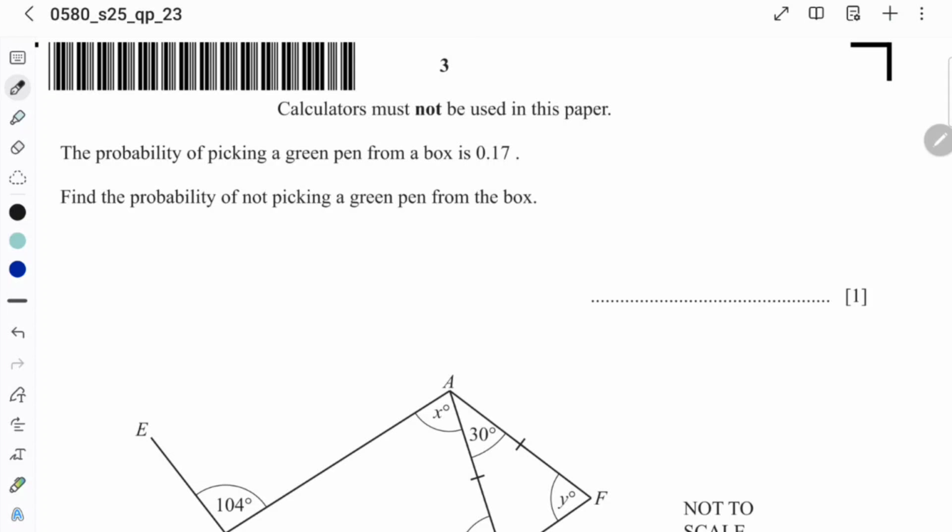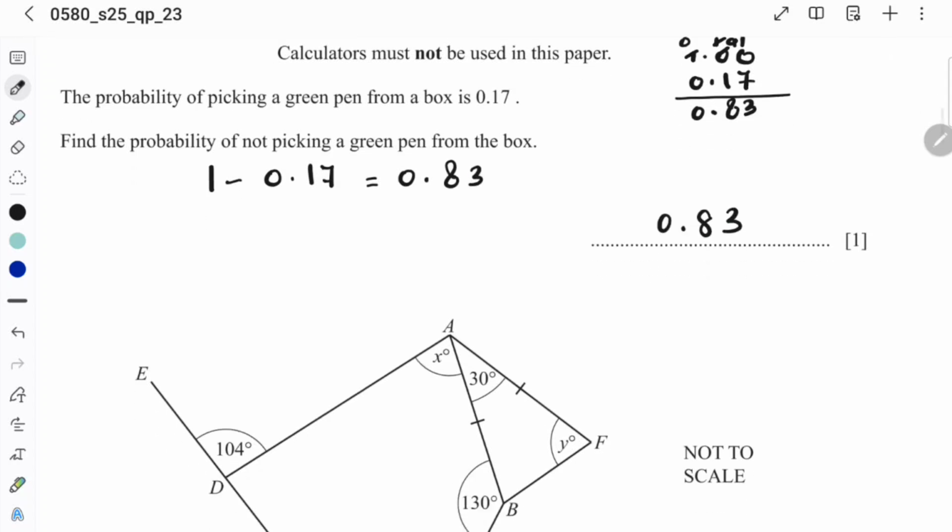Question number 1: the probability of picking a green pen from a box is 0.17. Find the probability of not picking a green pen from the box. You know that the total probability is 1, so we'll subtract 0.17 from 1. It means 1.00 minus 0.17. Borrow one, so it becomes 10 and then 9 and 10. 10 minus 7 is 3, and 9 minus 1 is 8. So 0.83 is the answer for this question.